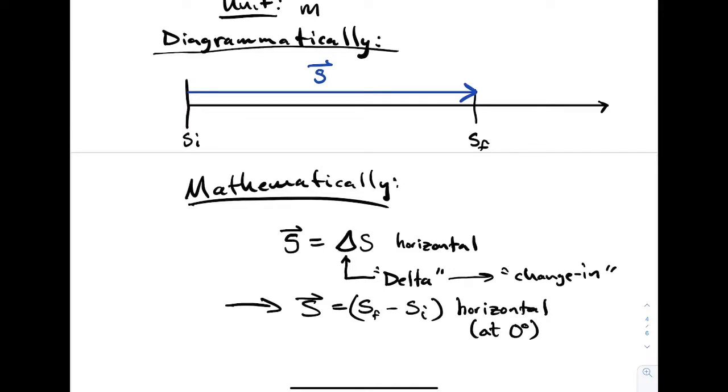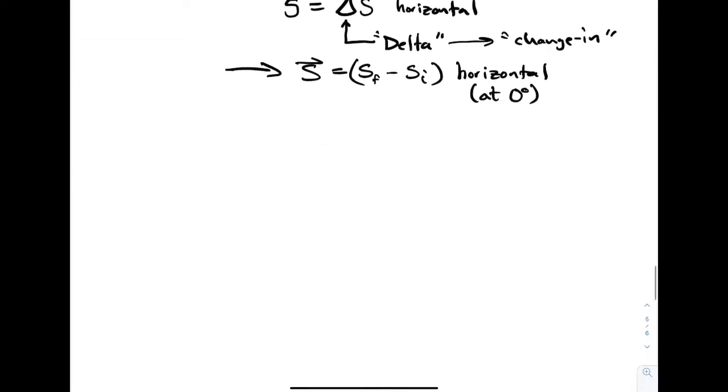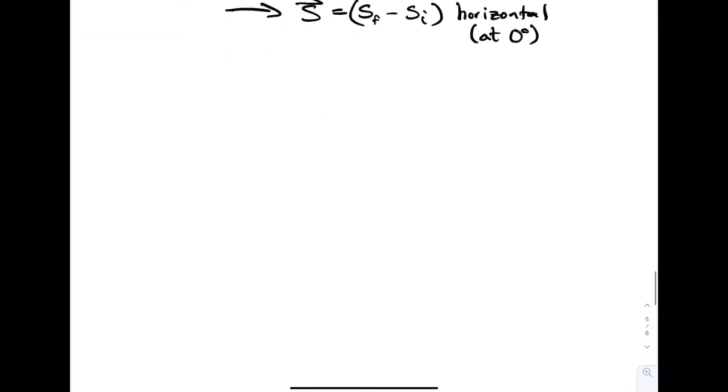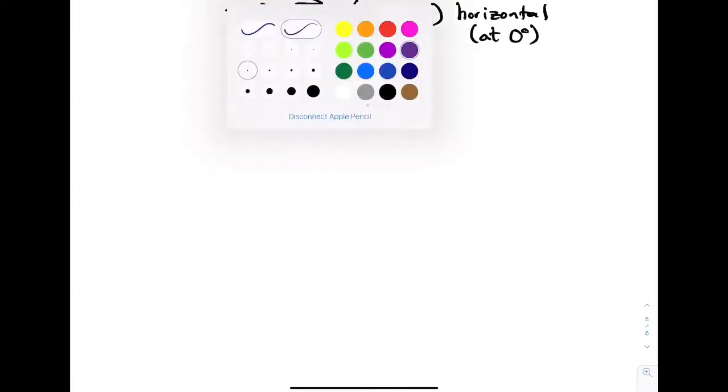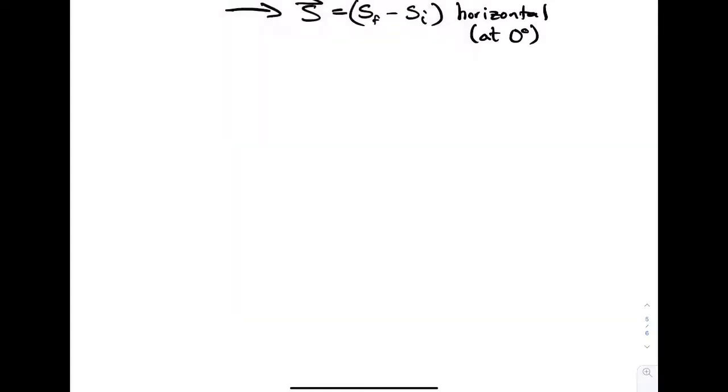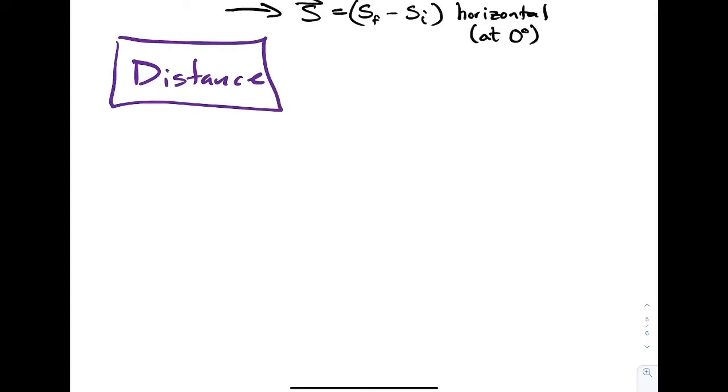Our next quantity, I just did displacement, is called distance. I think we were doing purple for that. So now we have distance. Distance is really just what it sounds like. It's a quantity you're more used to working with. Distance is a scalar quantity.